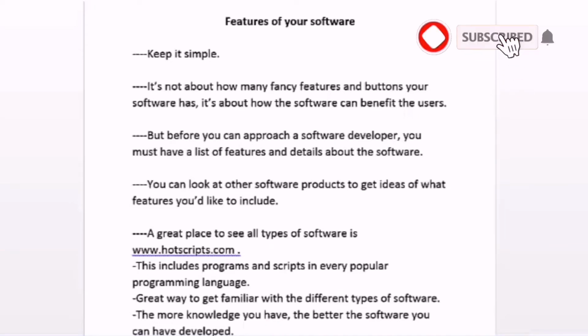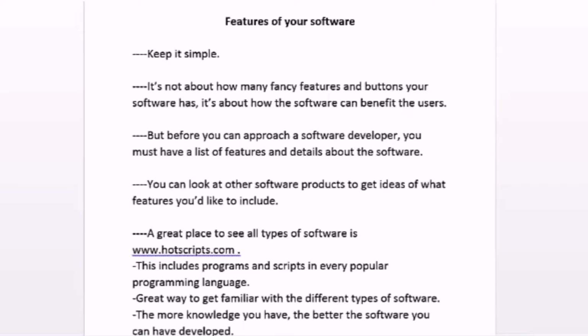Alright, so let's talk about coming up with a list of features and details of what your software is going to include. You have to remember to keep it simple though, because it's not about how many fancy features and buttons your software has. It's about how the software can benefit the user. Sometimes it's the most simple software that can become a best selling product.